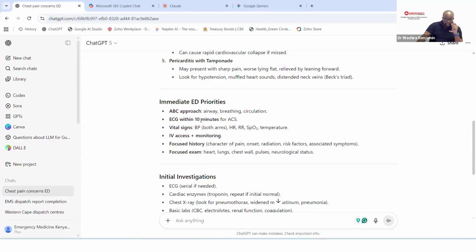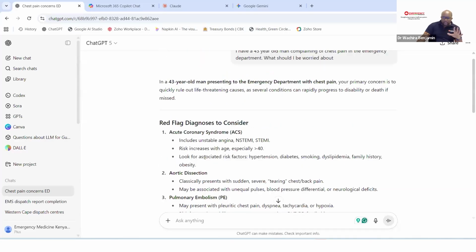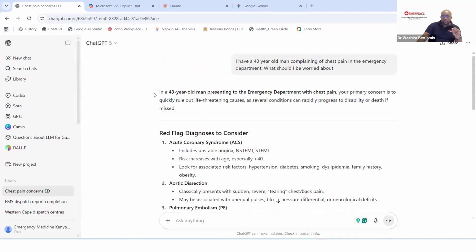It's even given me what needs to be done. Okay. So airway, breathing, circulation, I need to do an ECG within 10 minutes for ACS. Vital signs, I need to do blood pressure for both arms, heart rate, respiratory rate, SpO2, temperature. I need to put on IV access, put the patient on monitoring, take a focused history and exam. Initial investigation. So remember, it's given me all these options from just my initial discussion. So these are the conditions.